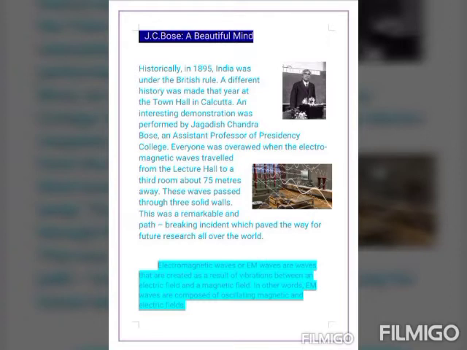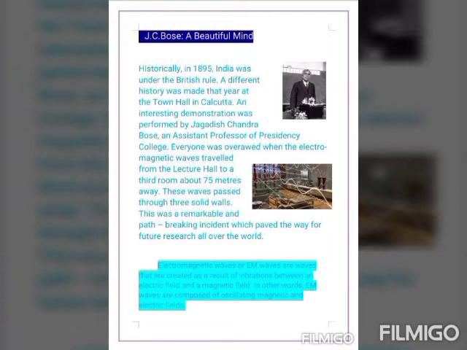A different history was made that year at the town hall in Calcutta. An interesting demonstration was performed by Jagadish Chandra Bose, an assistant professor of Presidency College. Everyone was overawed when the electromagnetic waves travelled from the lecture hall to a third room about 75 meters away. These waves passed through 3 solid walls. This was a remarkable and path-breaking incident which paved the way for future research all over the world.